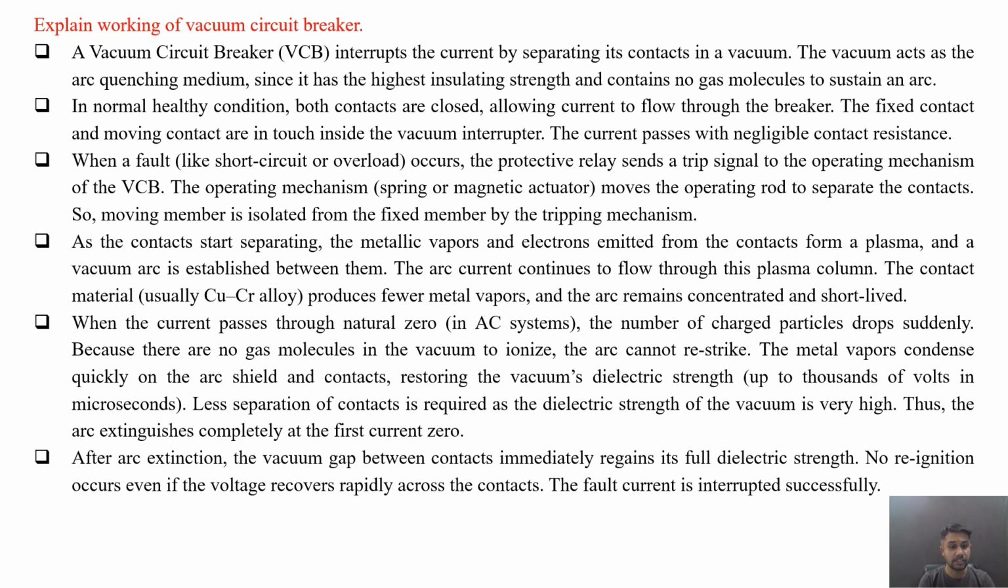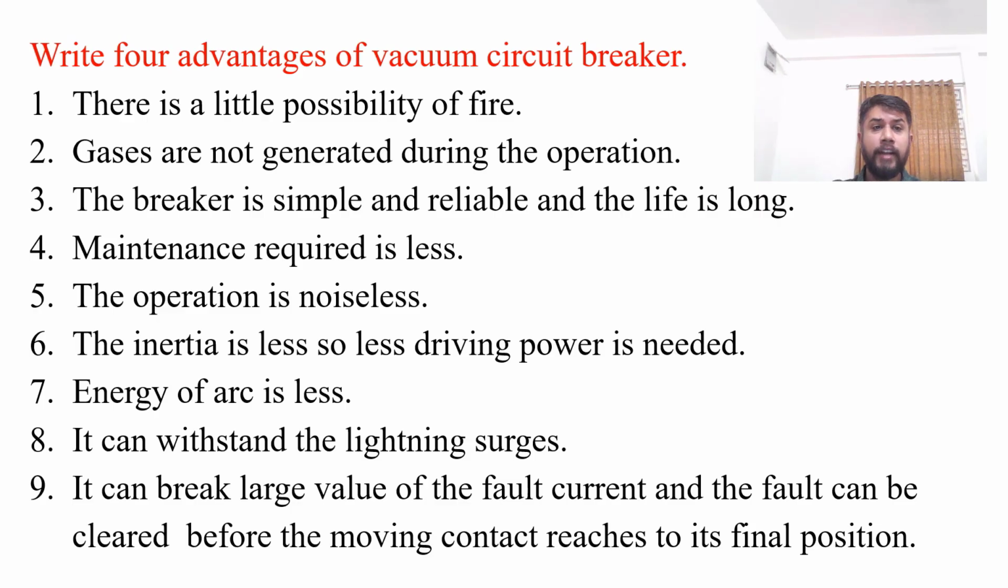After the arc extinction, the vacuum gap between the contacts immediately regains its full dielectric strength. No reignition occurs even if the voltage recovers rapidly across the contacts. The fault current is interrupted successfully. So this is how the vacuum circuit breaker works to interrupt the fault current. Write 4 advantages of vacuum circuit breaker.